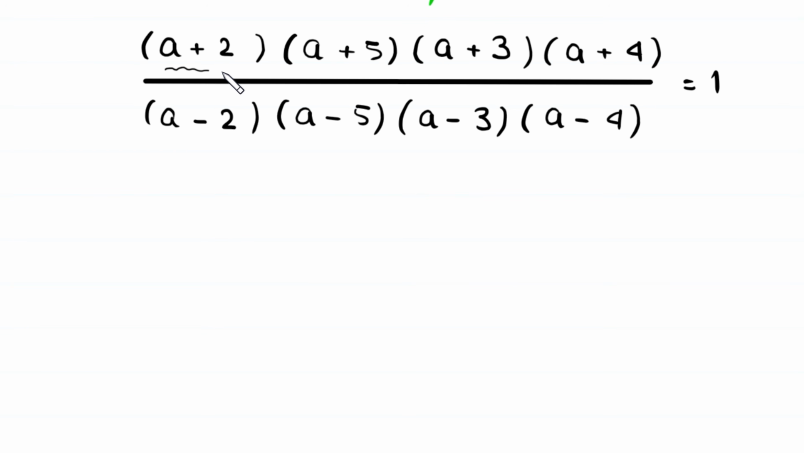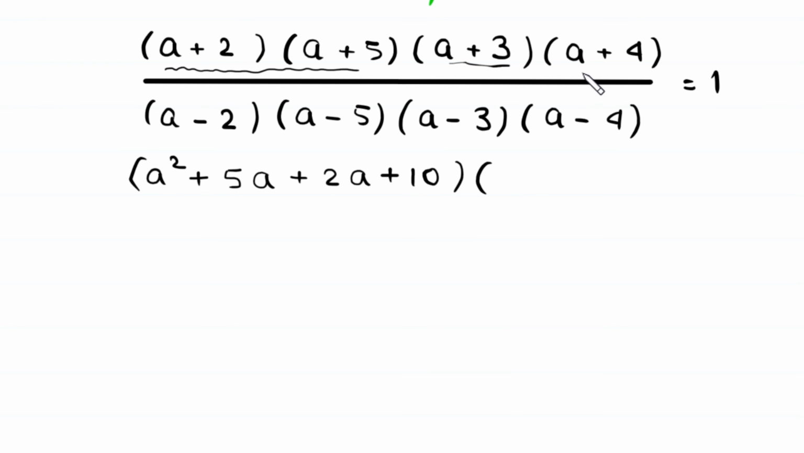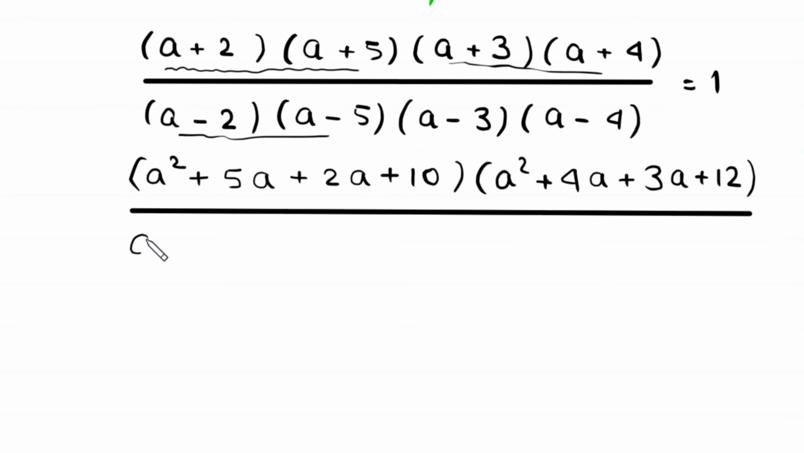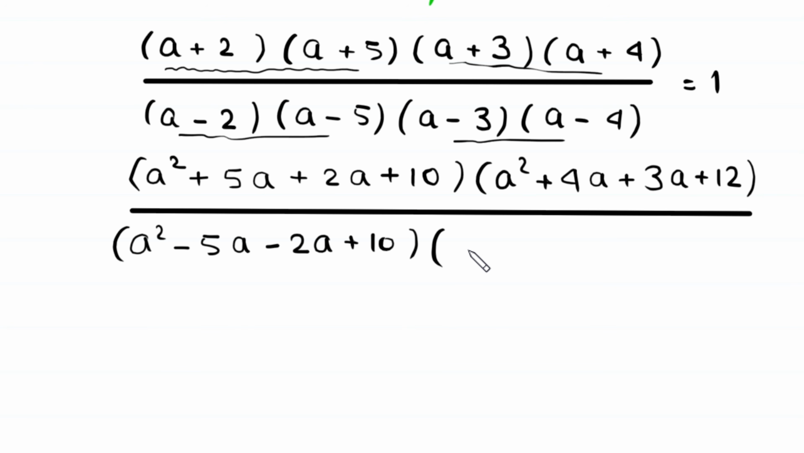Now expand these two terms, a plus 2 times a plus 5. This will become a times a is a squared, a times 5 plus 5 times a, 2 times a plus 2 times a, and 2 times 5 plus 10, times, expand these two terms, this will become a squared plus 4a plus 3a plus 12, divided by, expand these two terms, this will become a squared minus 5a minus 2a plus 10, times, expand these two terms, this will become a squared minus 4a minus 3a plus 12.